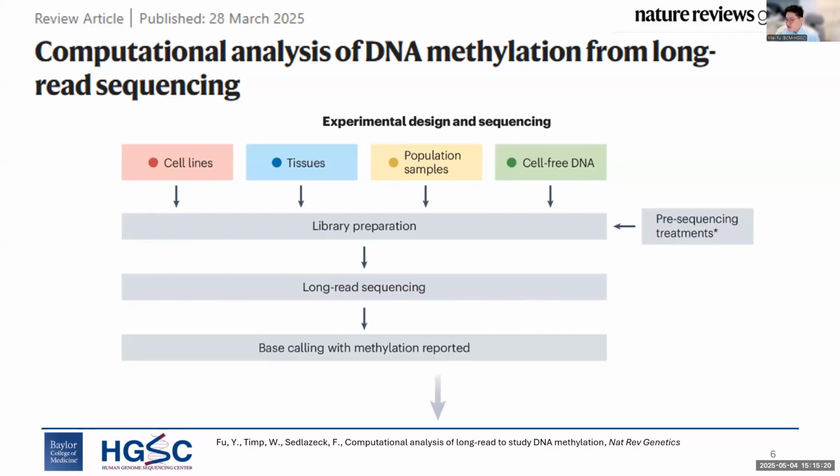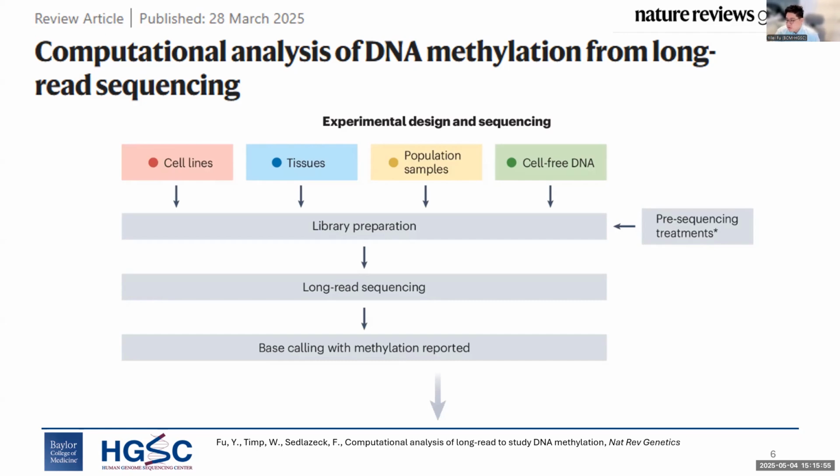We recently published a review paper about it in Nature Reviews Genetics, which summarizes the major steps and applications for the computational analysis. We start with the major steps of DNA methylation analysis. The input sample usually consists of cell lines, tissues, population samples, or cell-free DNA. Before long-read sequencing, an optional treatment step can be applied to mark chromatin structure, or cell-free DNA extraction, for example. Then we start with library preparation, sequencing, and base calling.